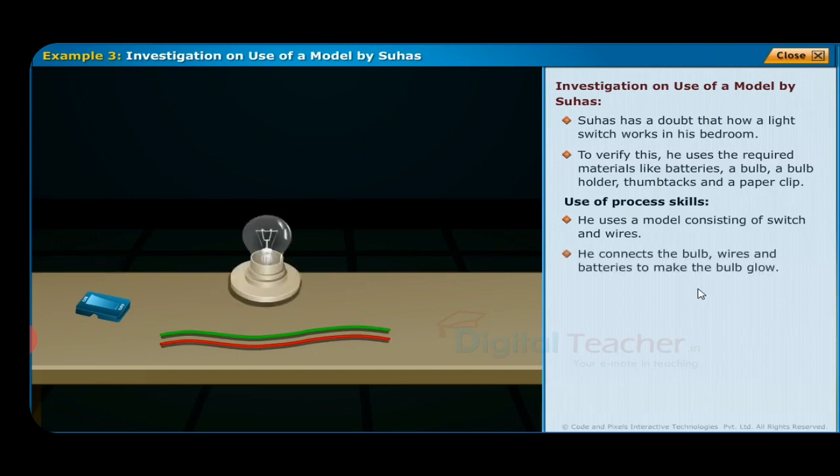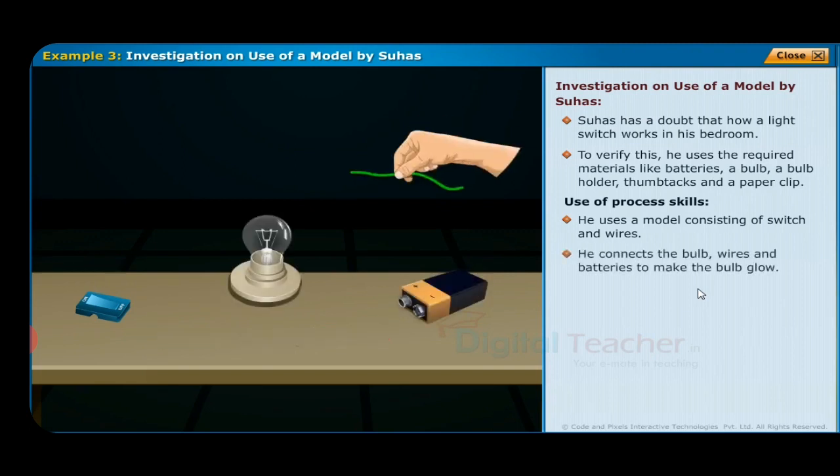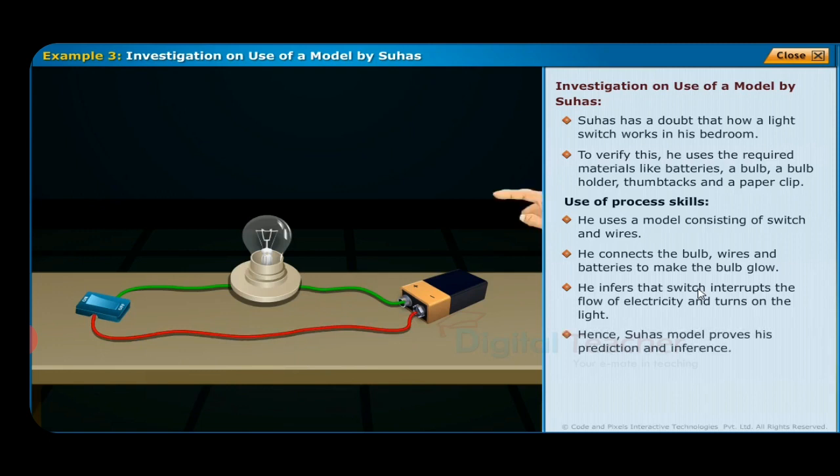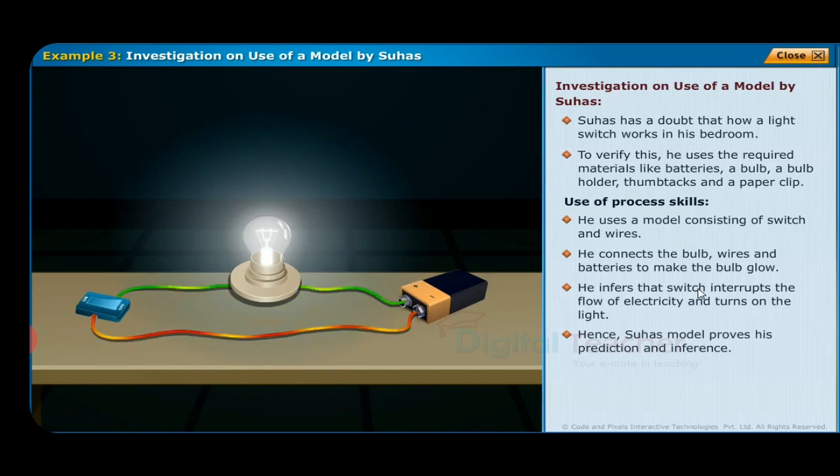He connects the bulb, wires and batteries to make the bulb glow. He infers that switch interrupts the flow of electricity and turns on the light. Hence, Suhas' model proves his prediction and inference.